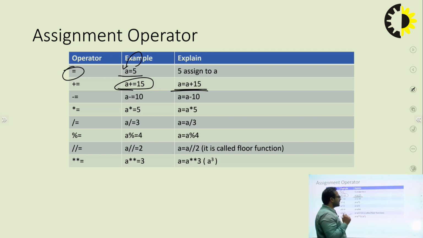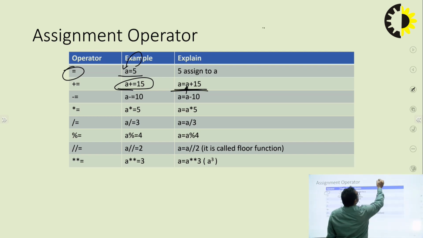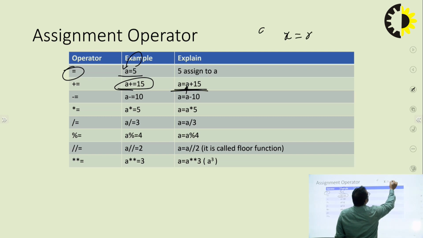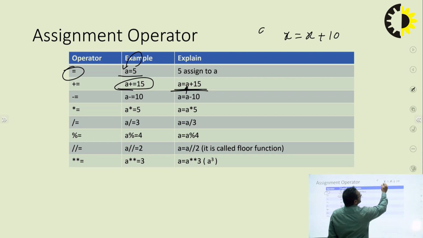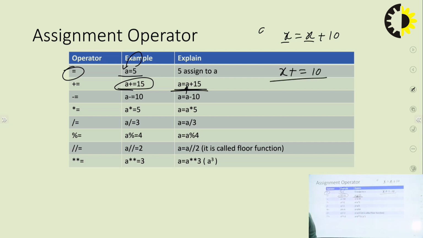What is the method? The method is very simple. If the equation is recursive on the left, like if you are writing x is equal to x plus 10, it is always recursive on the left hand side. So if the variables on the left hand side are the same, you can write x plus equal to 10. That's it. Okay. Similarly, you can apply it with minus, multiply, division, mod, floor division and power. So assignment operators work with all the other operators.